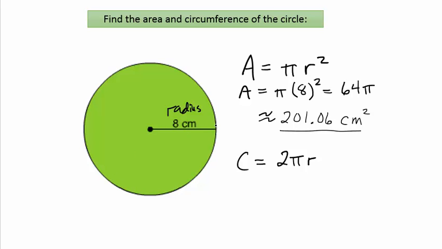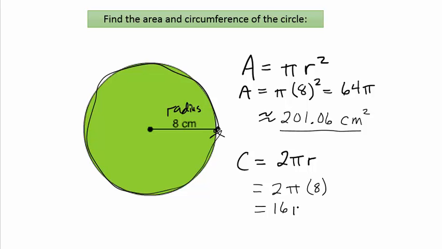The circumference means how far is it all along the outside edge of the circle. What's the distance around the circle? That's what circumference is. Well, it's 2 times pi times the radius, which is 8. 2 times 8 is 16, so the answer to this is 16 pi. That's the exact answer. The approximate answer is whatever 16 times pi is.